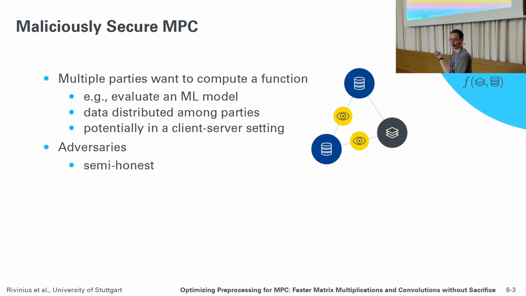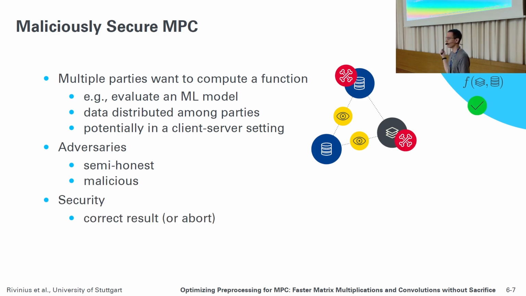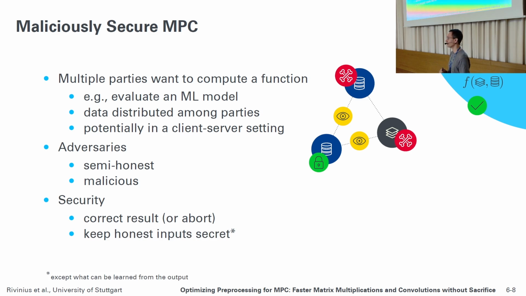We're maliciously secure, so the adversary cannot only observe messages over the network or at some of the corrupted parties, but can also influence what the corrupted parties do. And we want that the result is either correct or the protocol aborts, and the inputs of the honest parties should stay as secret as we can, so only the output should be revealed. And here our setting is also that all but one of the parties can be fully corrupted.